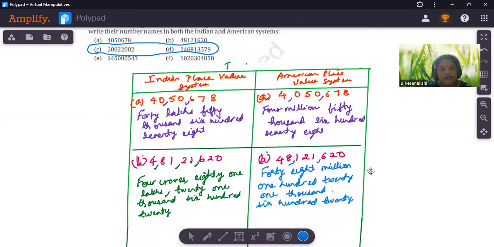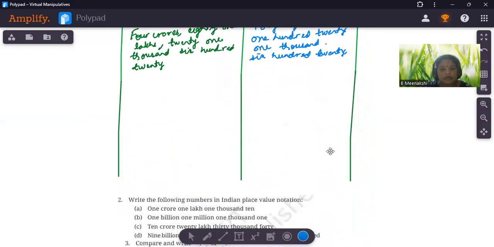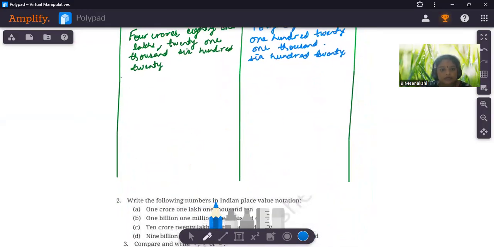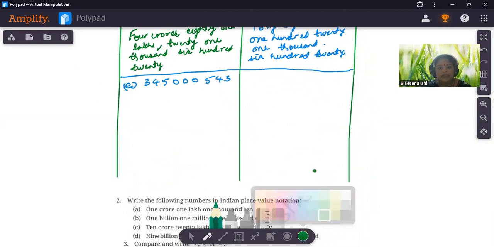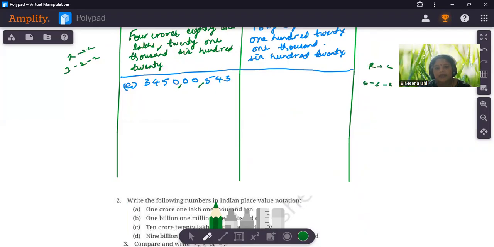Now I will be doing E and F. Now the E question is 345,000,543. We have to separate this according to the Indian place value system. On the right, we will leave 3 digits. In the Indian place value system, we are separating as 3, 2, 2 from right to left. In American, we are separating it as 3, 3, 3 from right to left, and it goes on.